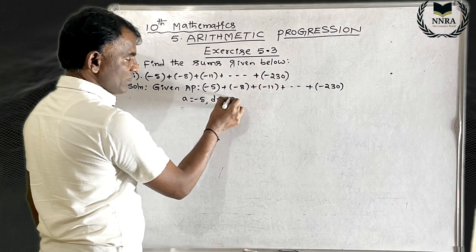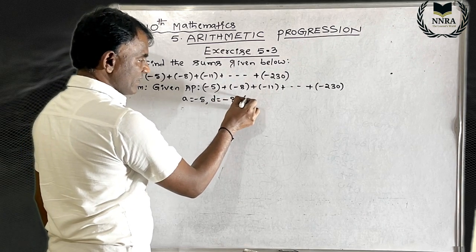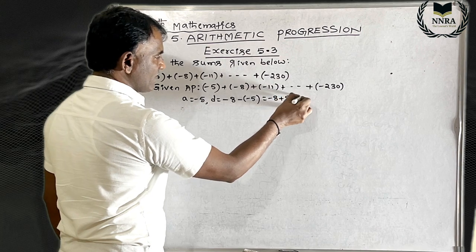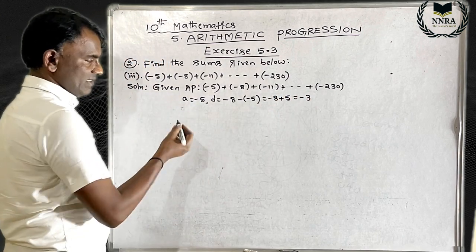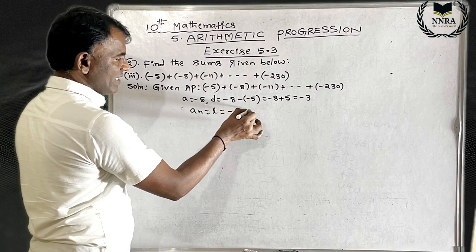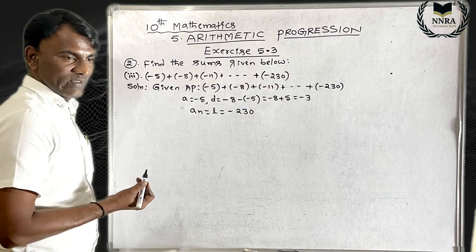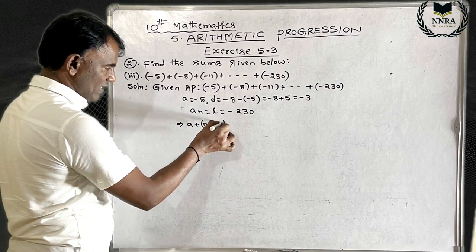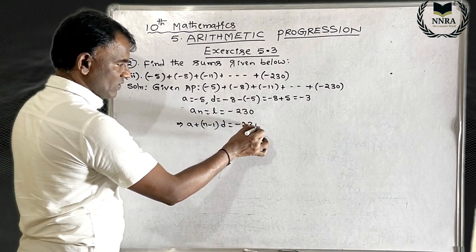So the second term is minus 8, minus the first term, minus 5. So minus 8 plus 5 equals minus 3. And the last term, either an or l, is minus 230. And the nth term formula, what is that? a plus (n minus 1) into d, that is equal to minus 230.